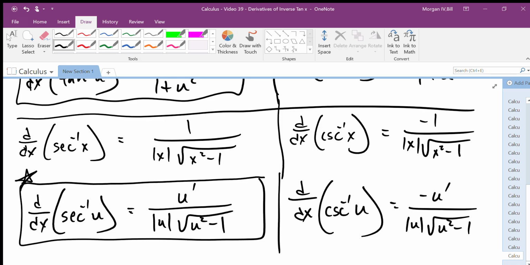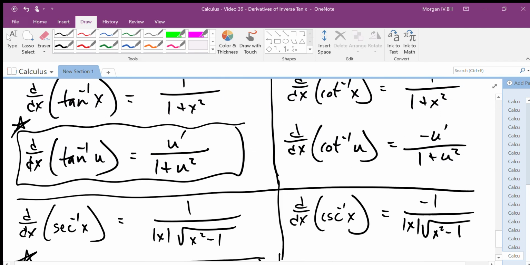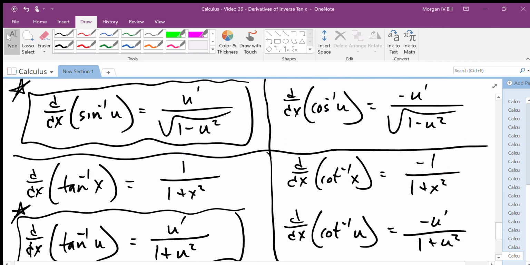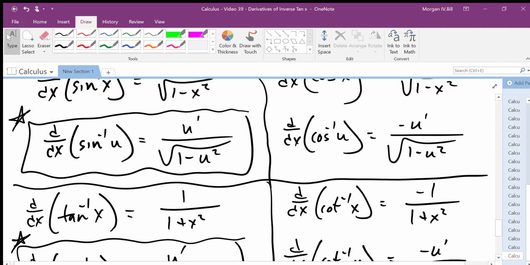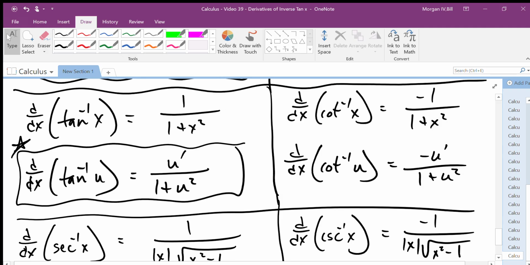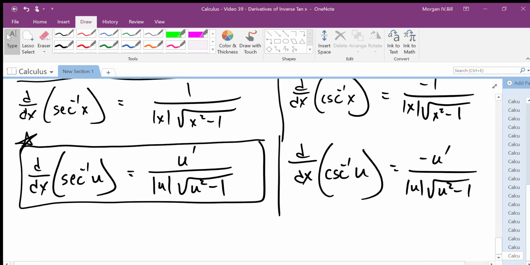Okay, so know them, write them down, make a Quizlet, make your own flashcards, but we need to know the derivative of inverse sine of u, the derivative of inverse tangent of u, and the derivative of inverse secant of u.